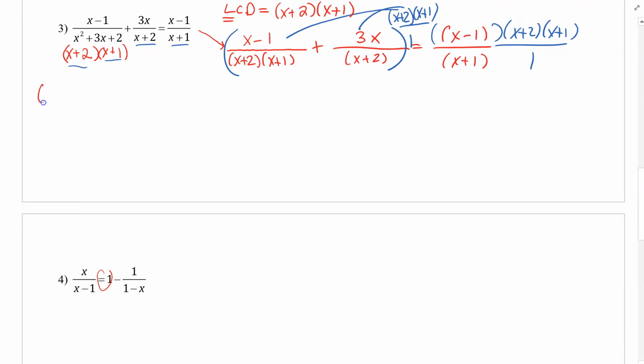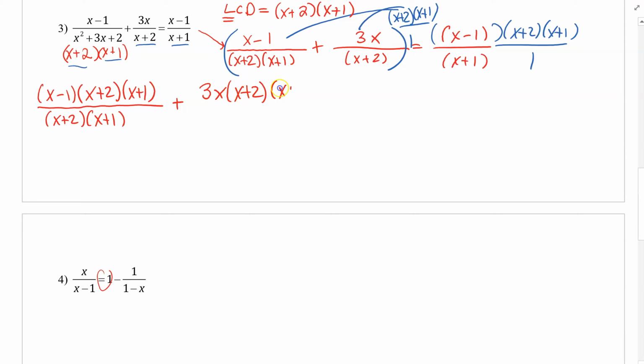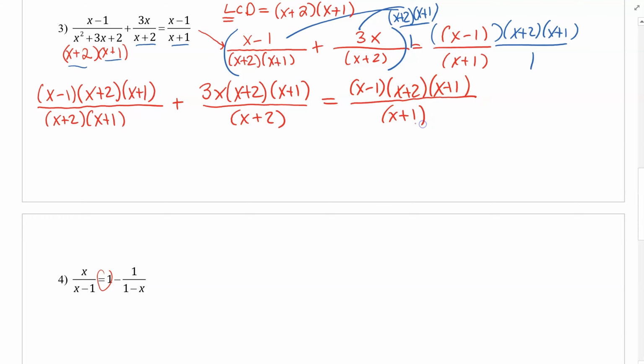So then I'll end up with x minus 1 times x plus 2 times x plus 1 all over x plus 2 times x plus 1. That's just this fraction, plus 3x times x plus 2 times x plus 1 all over x plus 2. And then that equals all of these, x minus 1 times x plus 2 times x plus 1 all over x plus 1.